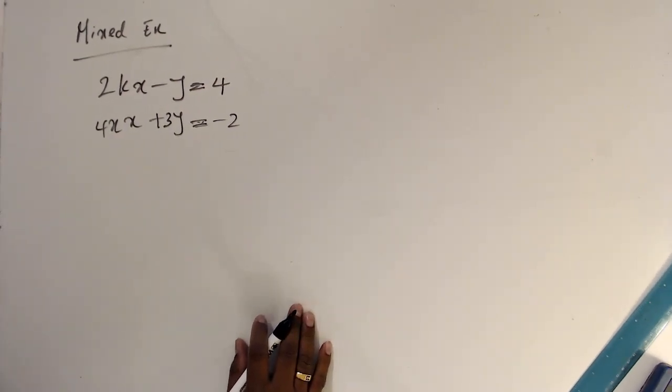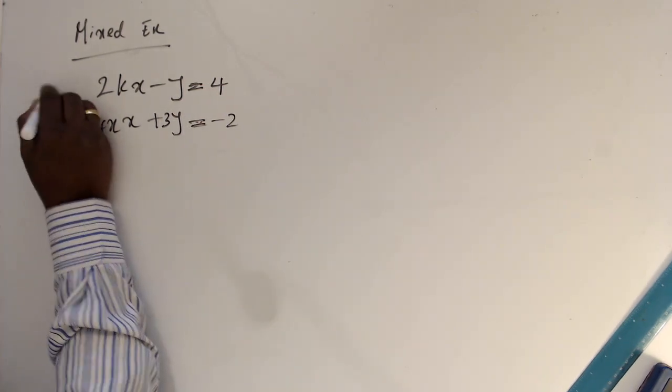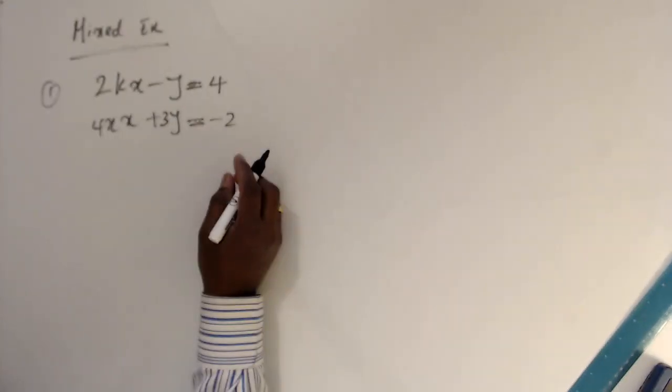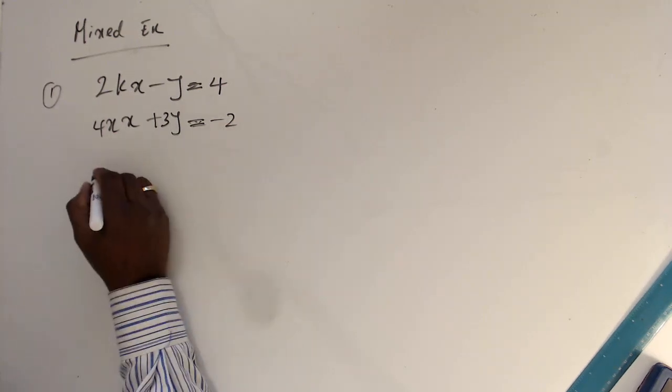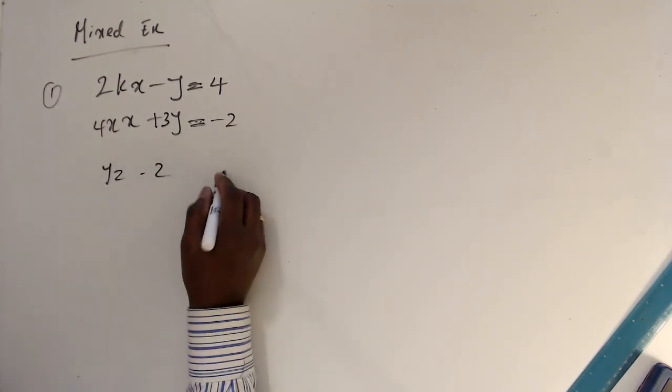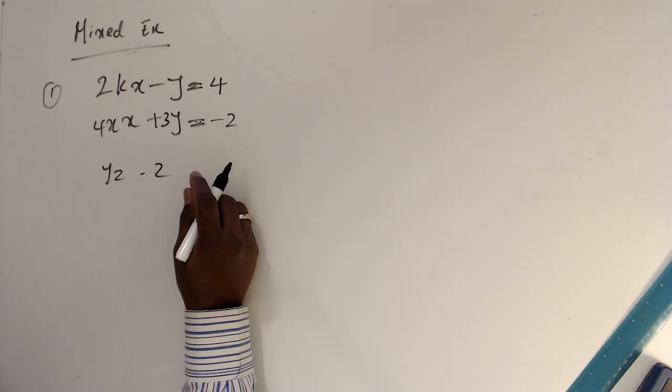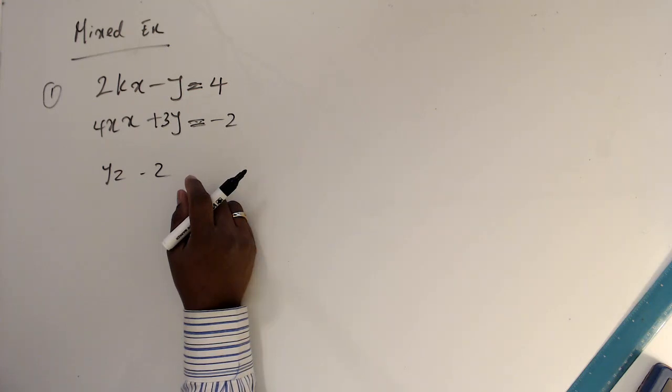Let's discuss mixed exercise question number 1. There are two simultaneous equations where k is a constant. Show that y equals minus 2. When you look at part A, we want to show that y equals minus 2, and the clue is "simultaneous equations". It means we have to solve those two equations simultaneously.